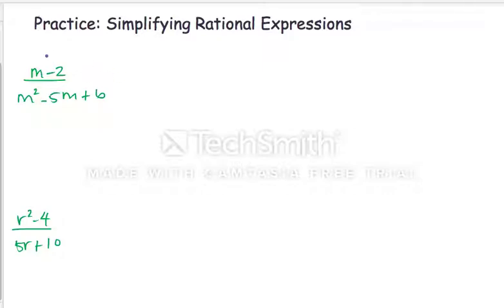So here in the first example we have a binomial on the numerator and then a trinomial on the denominator. Let's try to factor the trinomial in order to get a common factor somehow. So let's factor it here. We have m squared minus 5m plus 6. We're going to look at the third term, so it's positive 6. Middle term is negative 5. So we want two numbers to multiply to positive 6 and to add up to negative 5.